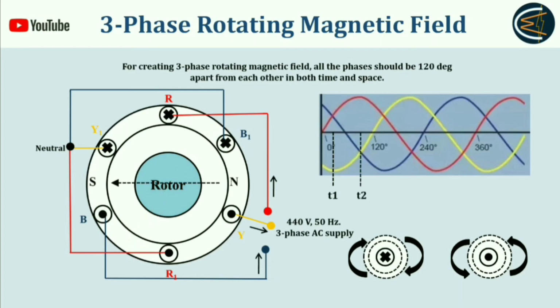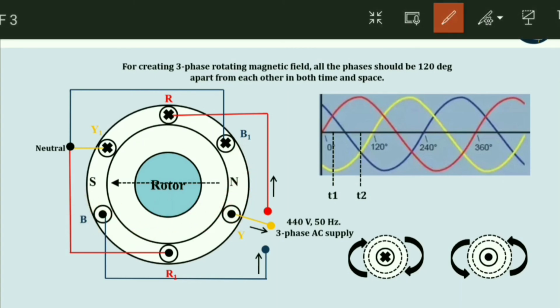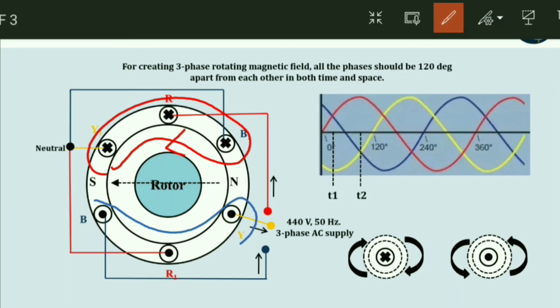Similarly, at the next step, at the T2 instant, only red is positive and yellow and blue are negative, and that is how the arrangement is completely changed. The positions of crosses and dots are rearranged. Here these three are crosses and these three are dots. So what will be the direction? It will be like this, and for this also it will be like this. That means the direction will be this. So that will be the north pole and that will be the south pole.